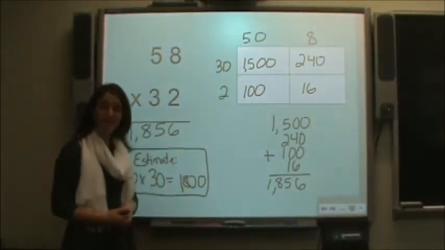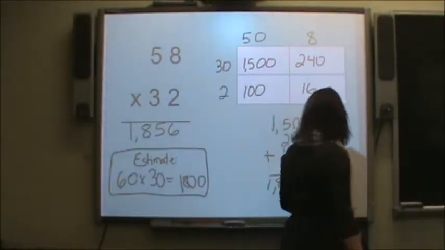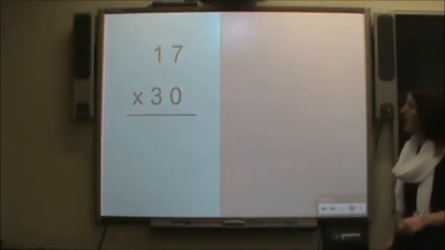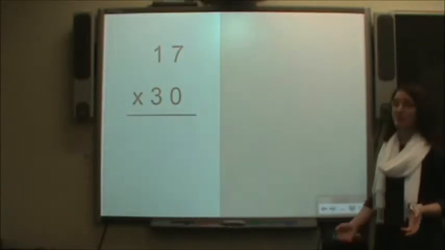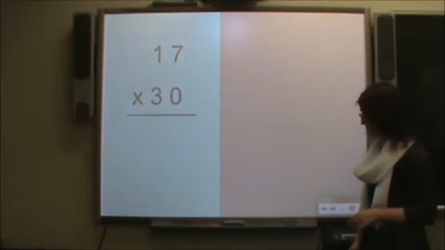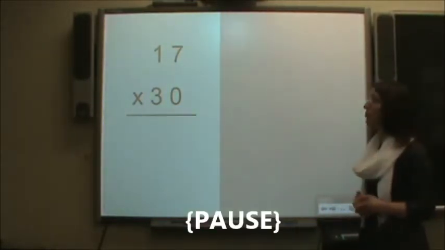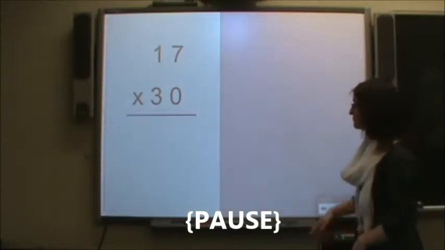Your answer should be 1,856. You're going to do a few more now that are practice problems on your own, and some of them are going to be 2 digits, some might include 3 digits. You can do it. So make sure you go through all the steps, including the ballpark estimate. Pause your video and work on this one.